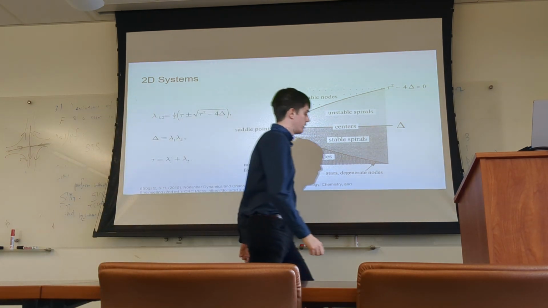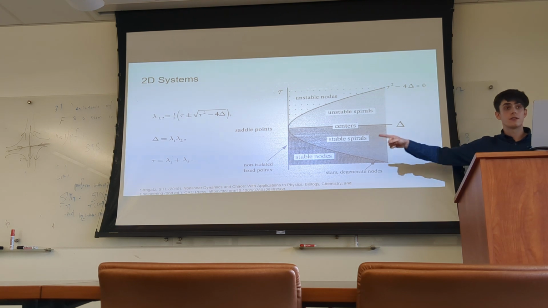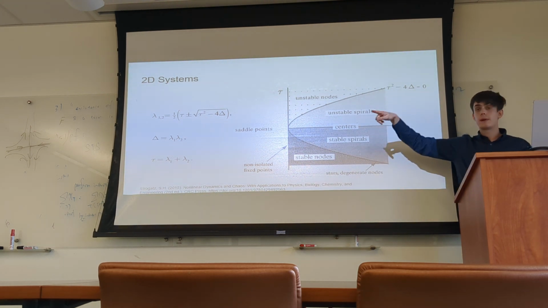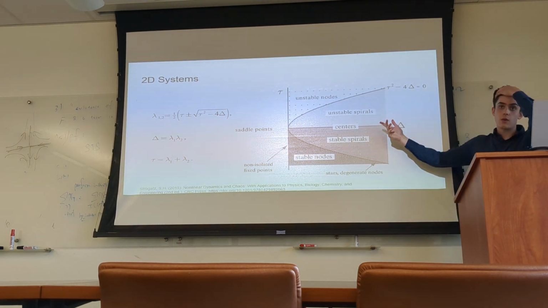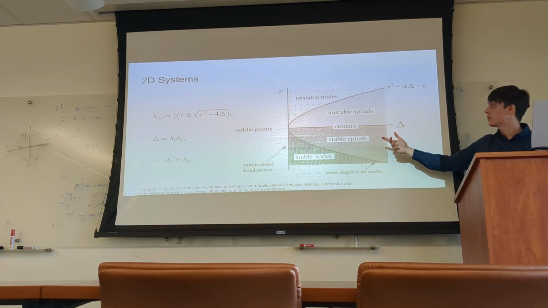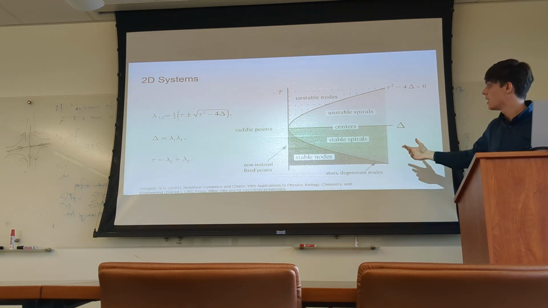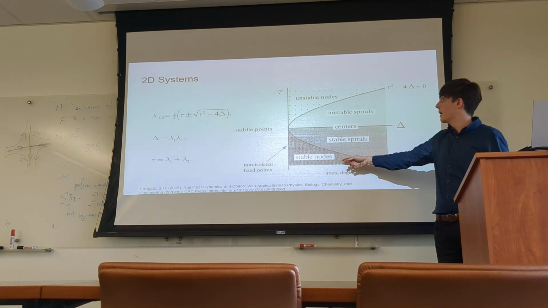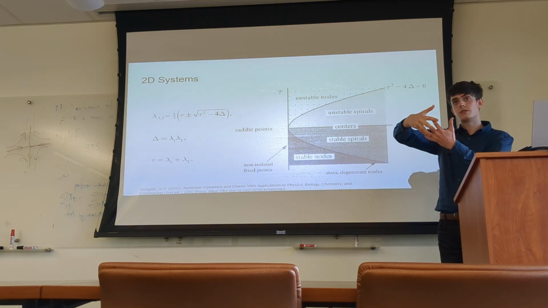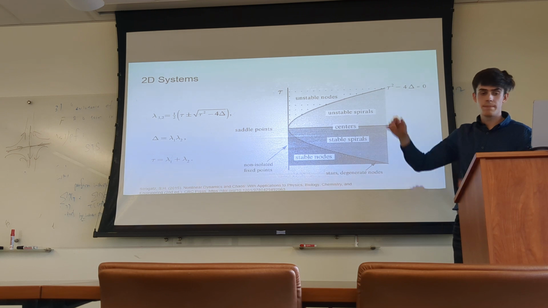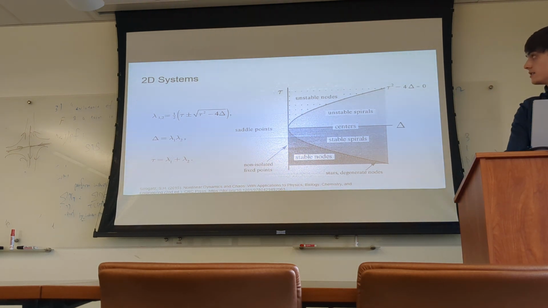And then you have spirals. Again, stable spirals are those that spiral inwards. Unstable spirals spiral outwards. And that corresponds to the real portion of your eigenvalues. And you have stable nodes and unstable nodes, so if they shoot inwards towards the fixed point or away. And there's several edge cases.